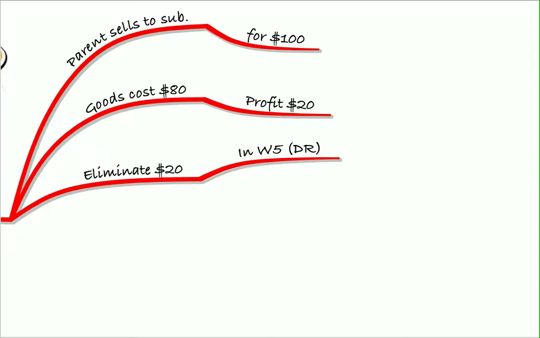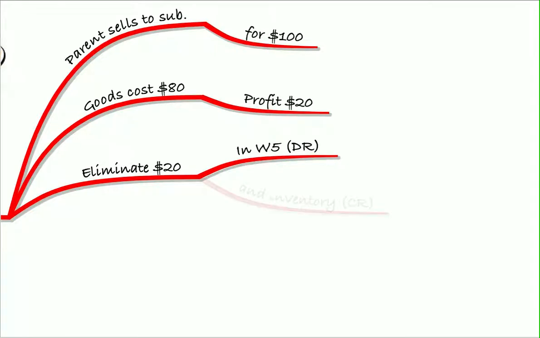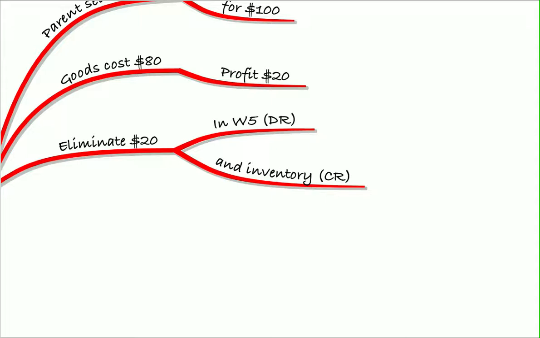Now, the other problem on this was that, remember, goods should be recognised at the lower of cost and net realisable value. Well, the cost of these goods from a group perspective was $80. But now we have them in inventory at $100 because the subsidiary bought them off the parent for $100. Well, that's not compliant with IAS 2. So we need to then subtract it out of inventory. So that's where the other side of our entry goes. So we eliminate the $20 from our working 5 and from inventory to reduce the value of inventory to the lower of cost and net realisable value.